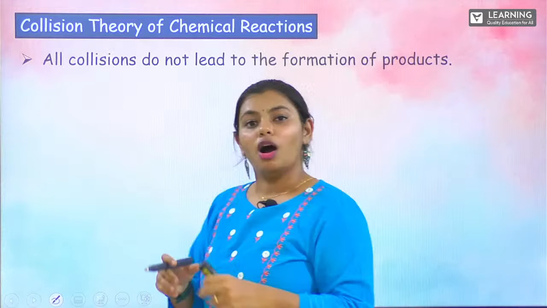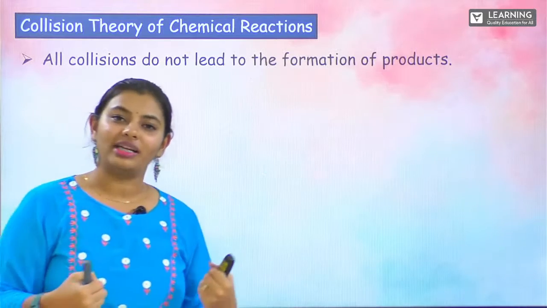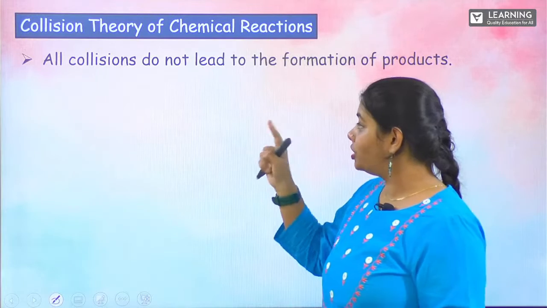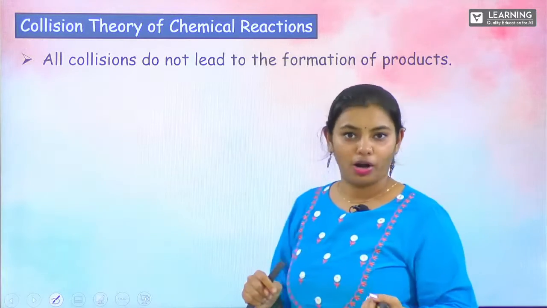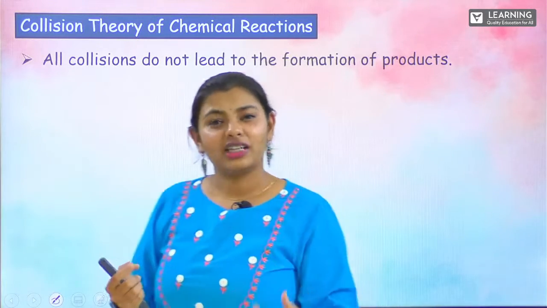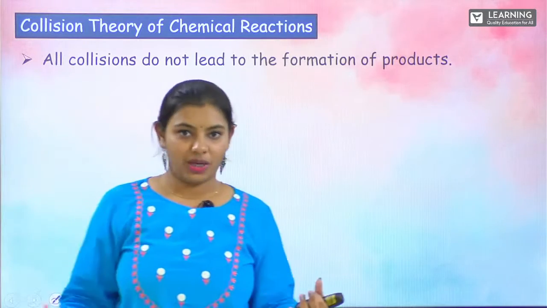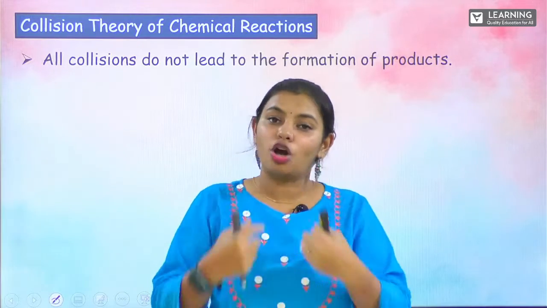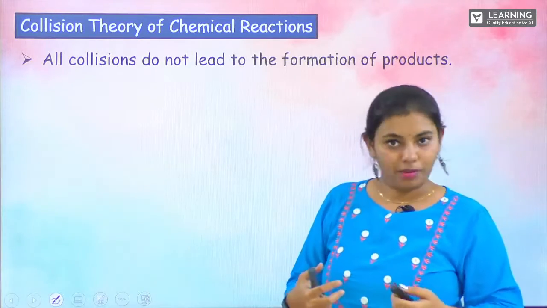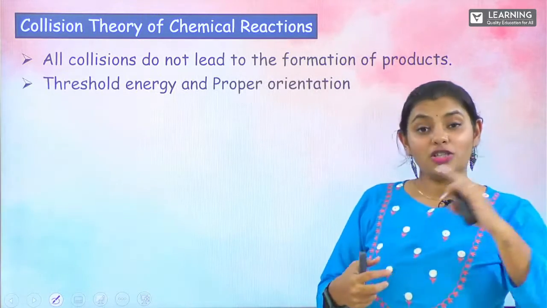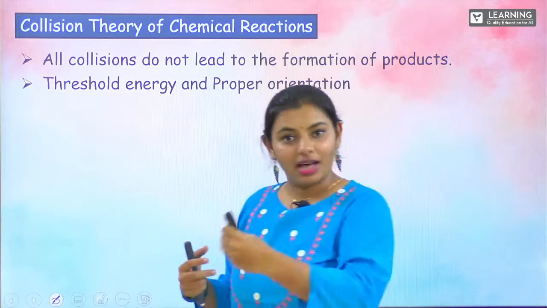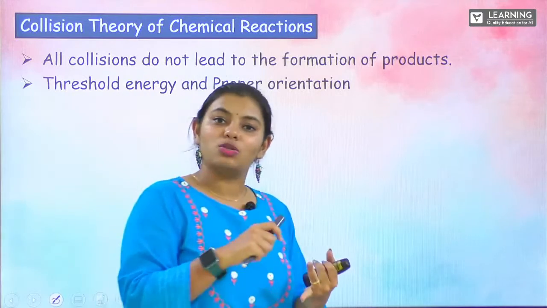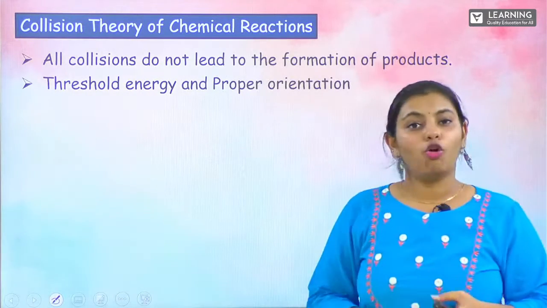Now, with all the collisions that are taking place, we cannot tell that they are going to be effective collisions. All collisions do not lead to the formation of the product. Only if there is an effective collision is the product formed. If the collision is not effective, it is not going to give the product. So based on what can we tell that the collision is effective? That is based on the threshold energy as well as proper orientation.